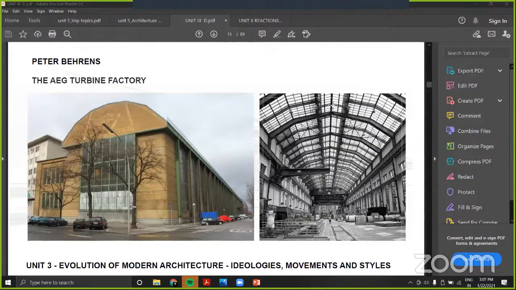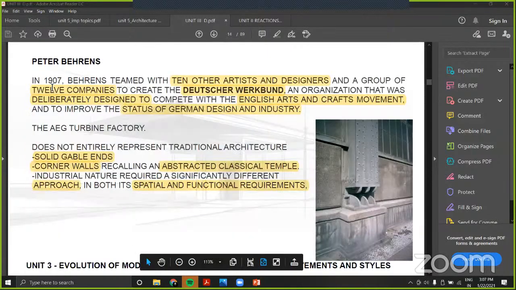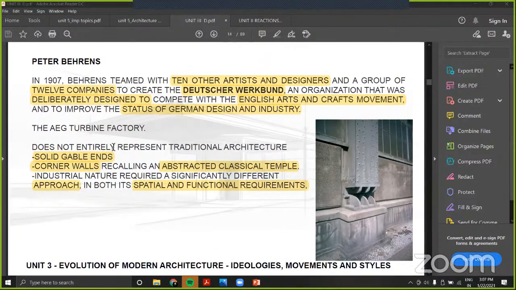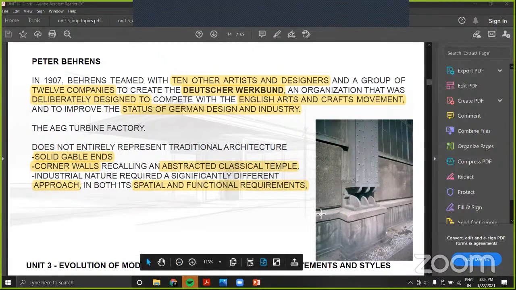As you can see, this is the turbine factory they have built. It does not entirely represent the traditional architecture, with solid gable ends and corner walls recalling an abstract classical temple; the industrial nature required a significantly different approach in both its spatial and functional requirements. They didn't follow their actual traditional architecture. They wanted to have a simple and elegant one, as I said before. They also used these kinds of openings, which we saw in our temples, right? So they abstractly created all these things within the factory.